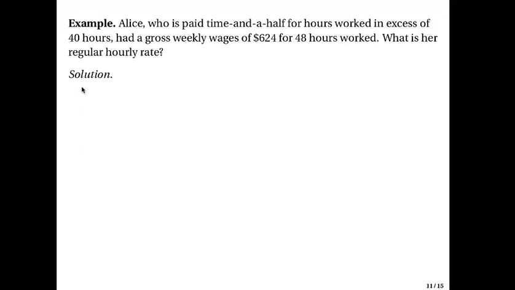First problem. Alice, who is paid time and a half for hours worked in excess of 40 hours, had gross weekly wages of 624 for 48 hours work. What is her regular hourly rate? Again, Alice, who is paid time and a half for hours worked in excess of 40 hours, had gross weekly wages of 624 for 48 hours work. What is her regular hourly rate?